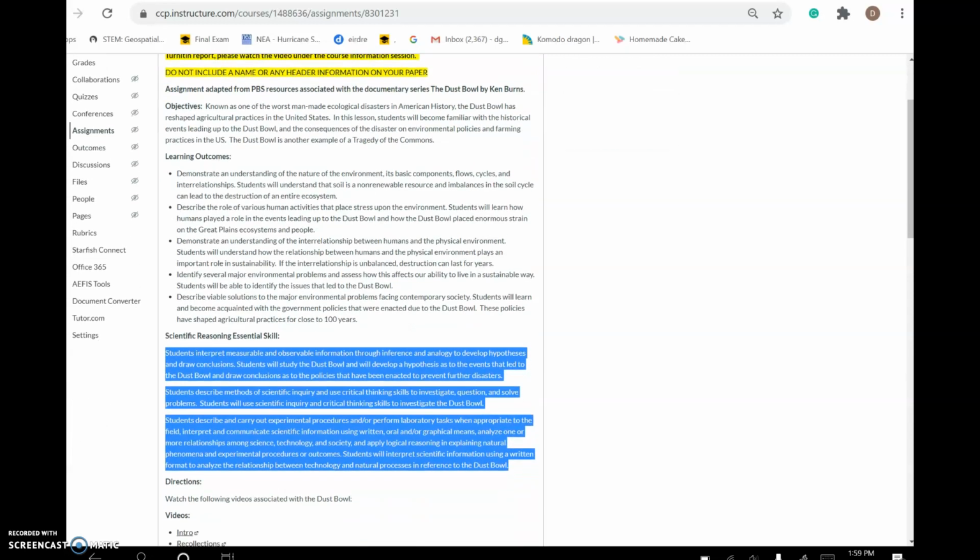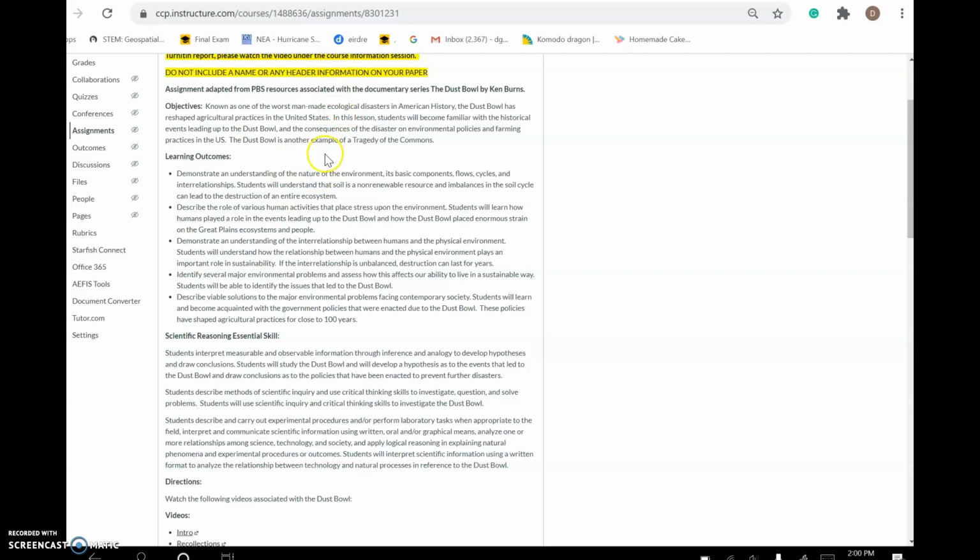The objective of this, known as one of the worst man-made ecological disasters in American history, the Dust Bowl has reshaped agricultural practices in the United States. In this lesson, students will become familiar with the historical events leading up to the Dust Bowl and the consequences of the disaster on environmental policies and farming practices in the U.S. The Dust Bowl is another example of tragedy of the commons.